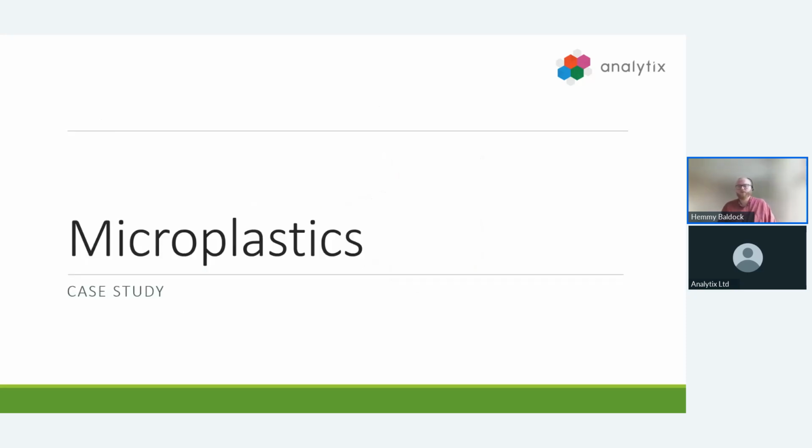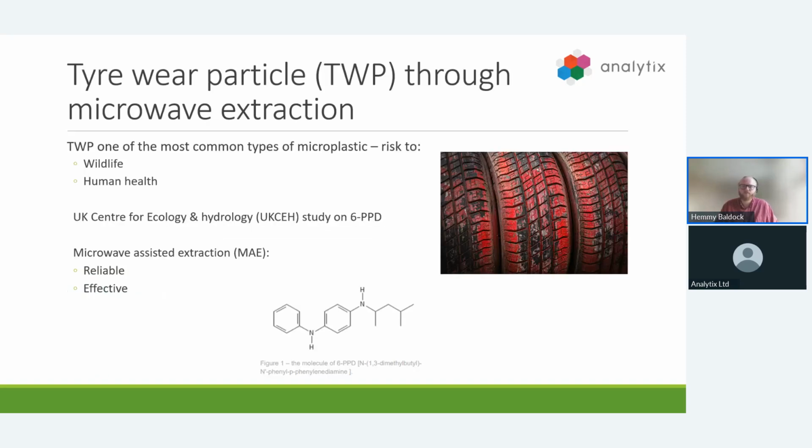So now we've covered the Ethos X system and its workflows. I wanted to touch on some real world examples as well. The first of those being a microplastics case study. Specifically, I'm going to talk about tire wear particles, or TWP. These are one of the most common types of microplastics found in the environment and potentially pose a significant risk to wildlife that ingest these particles.